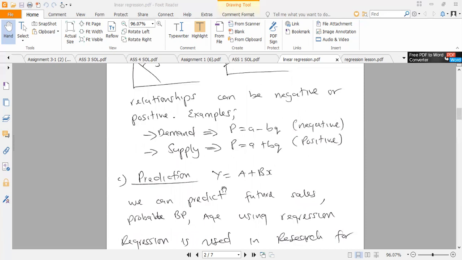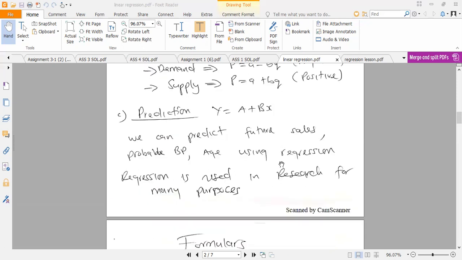So y is equal to a plus bx. This is the prediction equation. This is what we call the regression equation. We're able to predict future sales or the probable BP or the age using a regression equation.